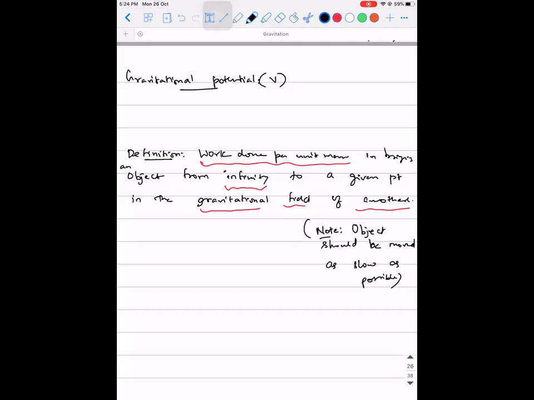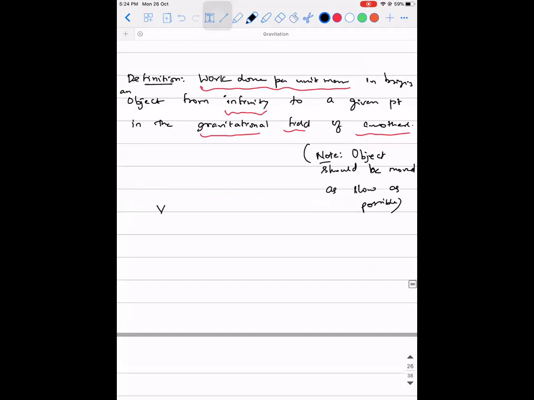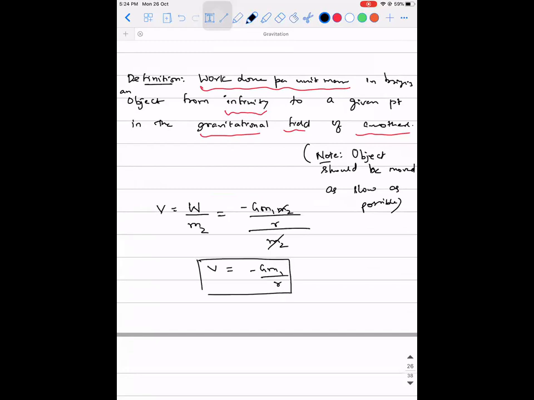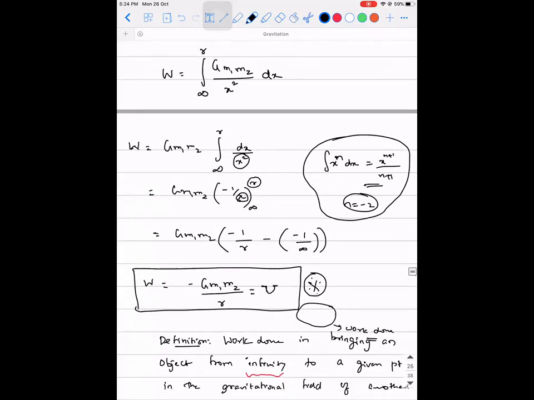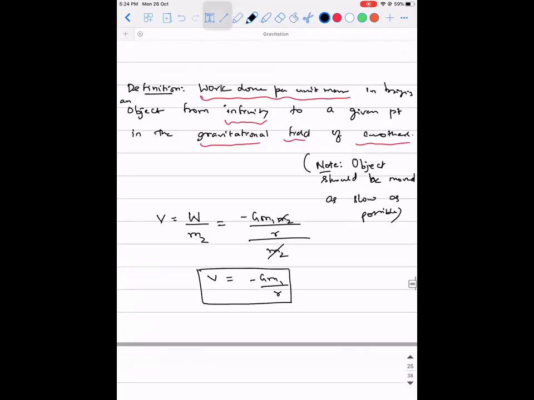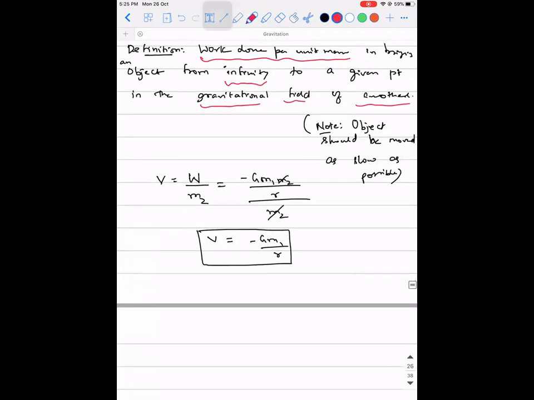When you apply this concept, we can directly write gravitational potential like this. V is equal to the amount of work done per unit mass, so W divided by m2. What is the value of W that you got? Minus G m1 m2 divided by r, divided by m2. m2 and m2 will get cancelled: minus G m1 divided by r. This is the formula for gravitational potential. To define potential energy, you need two masses, whereas to define gravitational potential, you need only one mass.